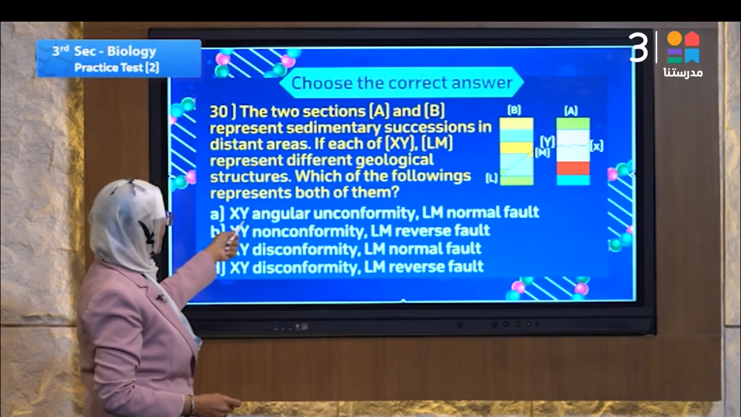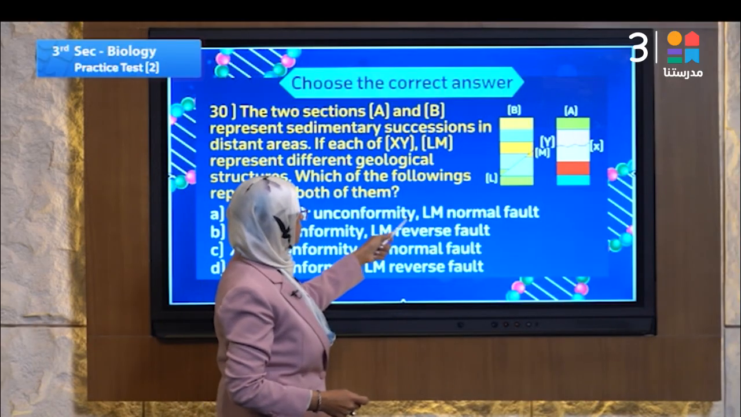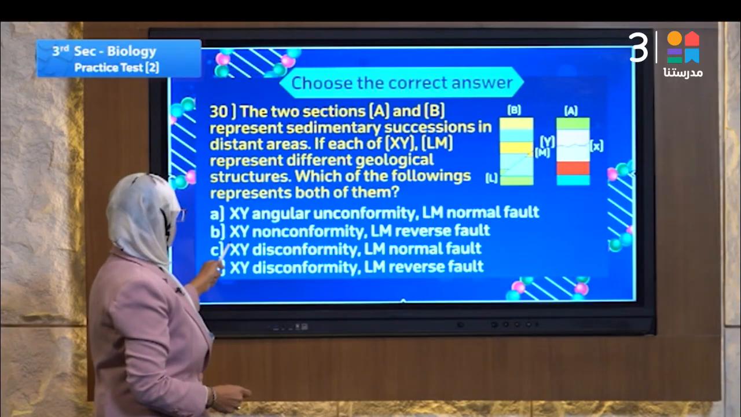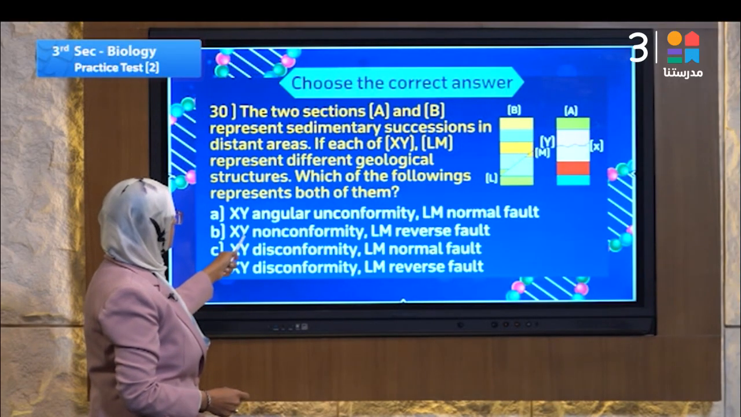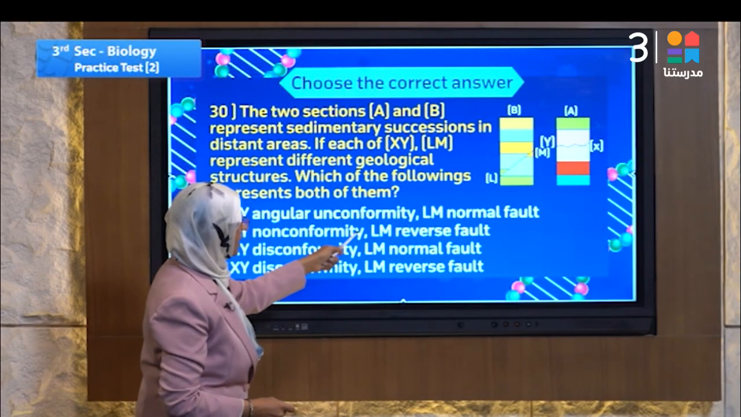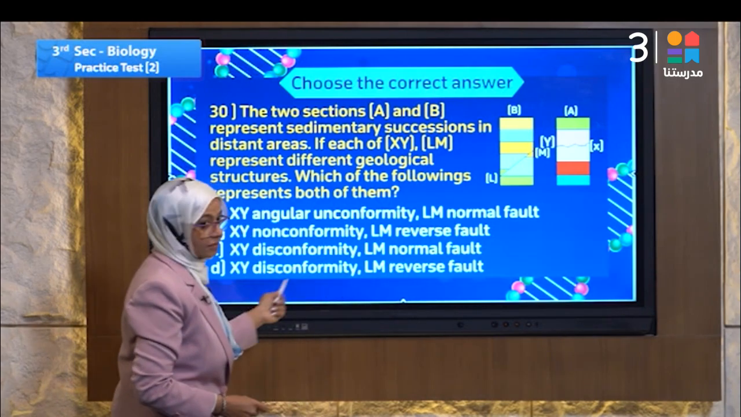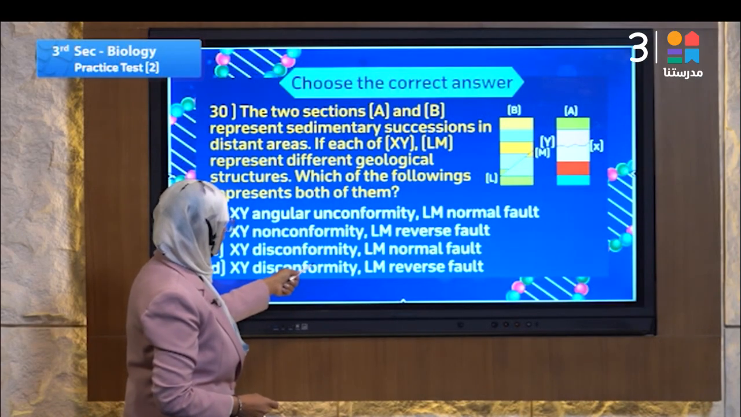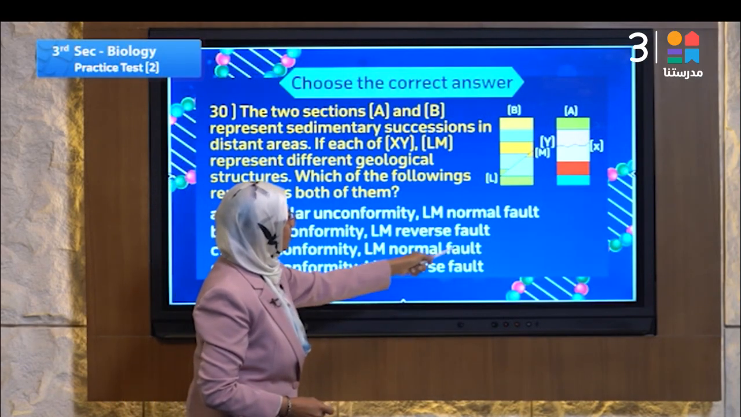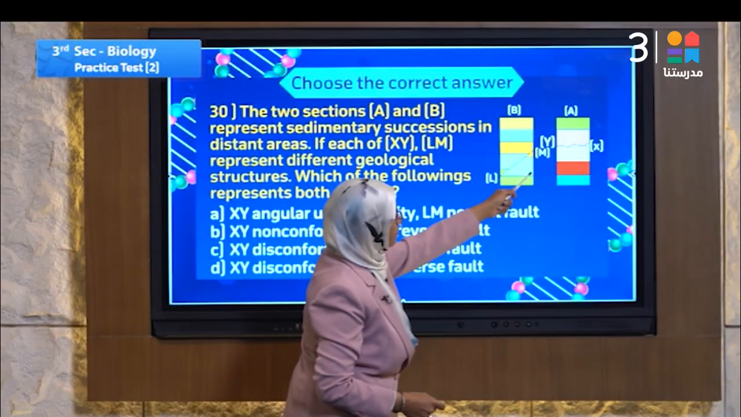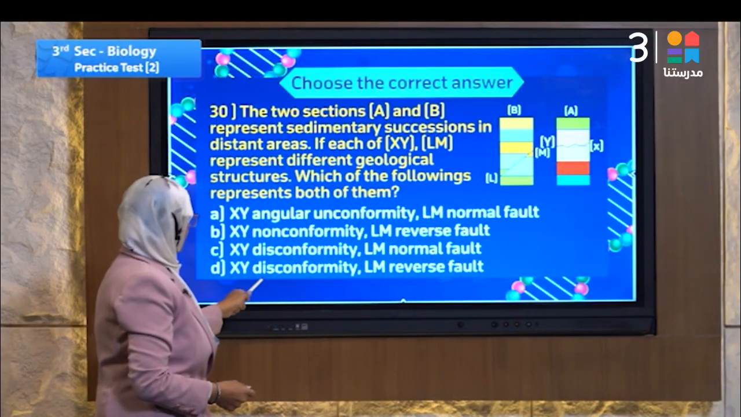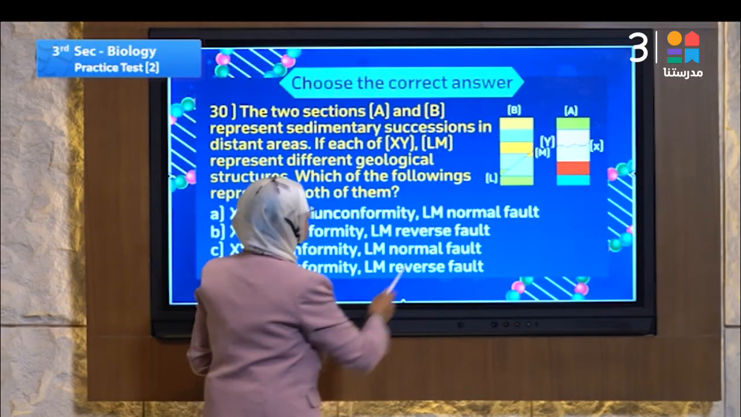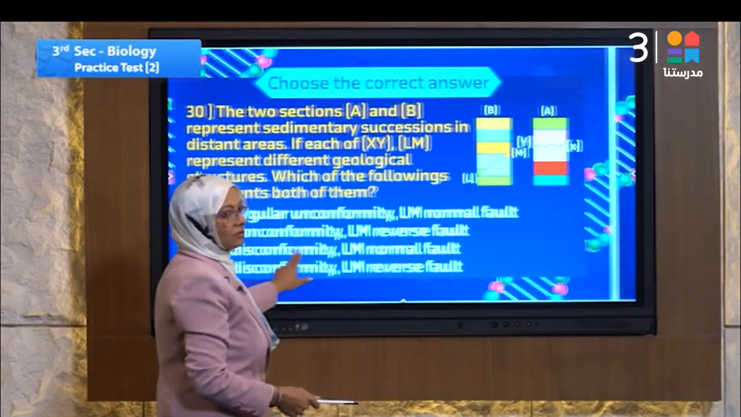First, XY angular unconformity, LM is a normal fault. B, XY nonconformity, LM reversed fault. C, XY disconformity, LM normal fault. D, XY disconformity, LM is a reversed fault. Let's go to the answer.